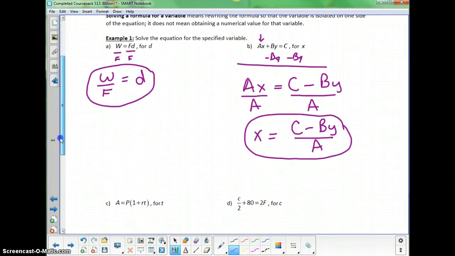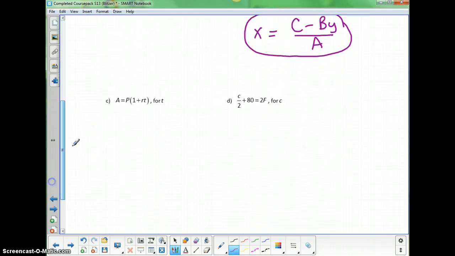Let's look down at the next example. Okay, I've got a equals p times 1 plus rt, and I want to solve for t. But t is right now trapped inside the parentheses, so let's just start by distributing. A equals p times 1 is just p. Anything times 1 is itself. And p times rt will be p times rt.